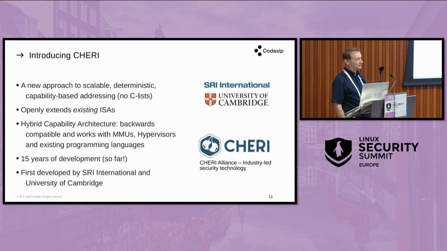The other thing it does is extend existing ISAs. CHERI was originally developed on MIPS. It was then put on ARM. Currently, most of the development we're doing is on RISC-V, and there's even an initial sketch of it, if you want to call it that, on x86 as well. It's what we call a hybrid capability architecture. It's designed to work with existing systems as they are, so it'll function quite happily with MMUs and hypervisors.